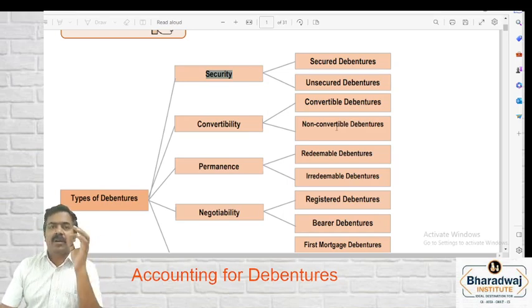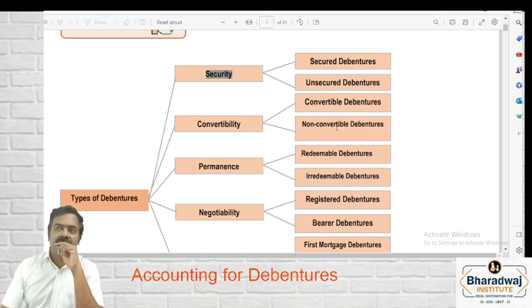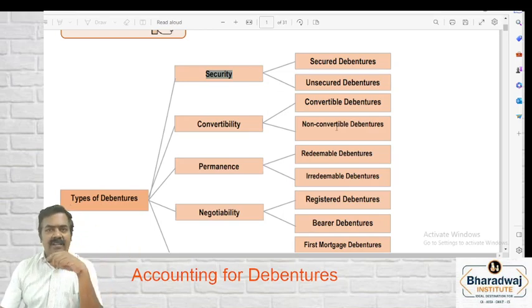Let's assume you have given me a loan of 10 lakhs by taking the gold from me. Is it secured or unsecured? Why? If I don't pay the loan, what can you do? You can sell the gold and take the money. That is called a secured loan. You have just given a loan of 10 lakhs without taking any security.